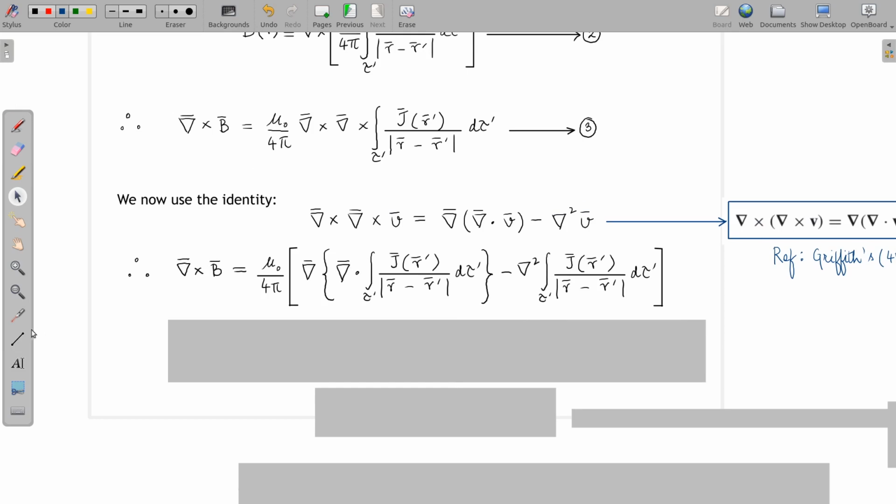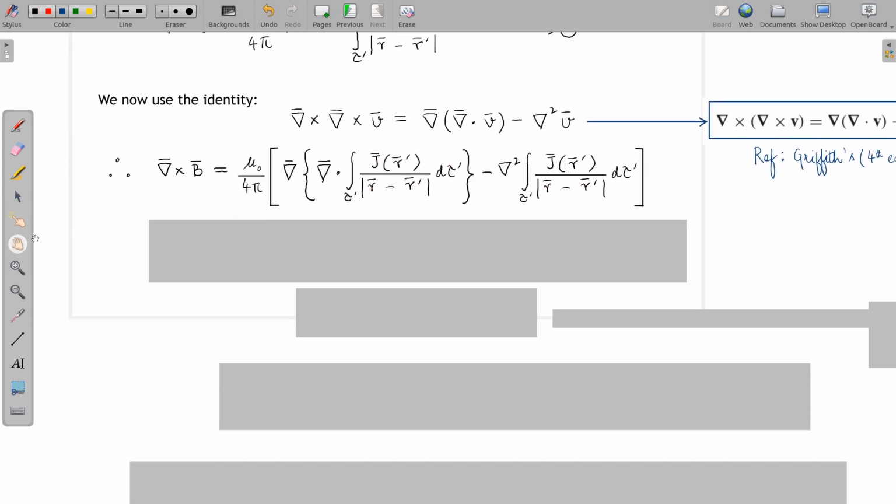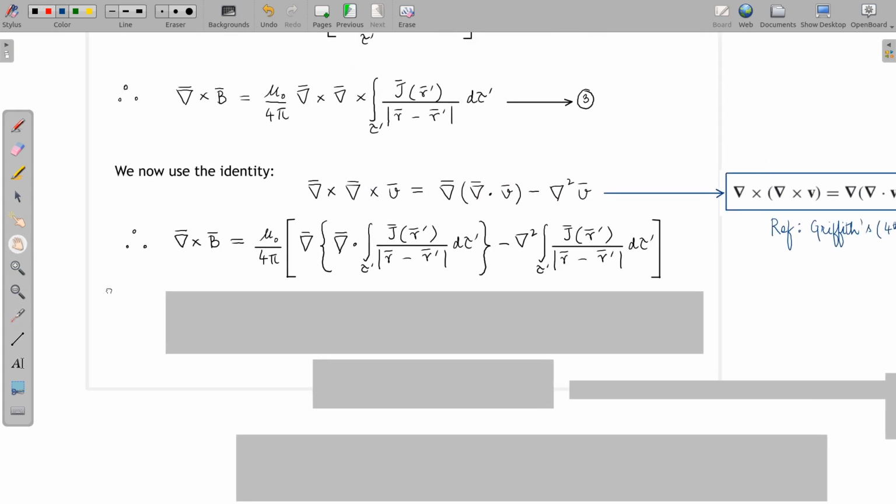So we have the curl of the curl of J. This is going to give us the gradient of the divergence of, this is the vector field, I mean, this is our V. V is this entire integral. So we have the gradient of the divergence of this integral minus the Laplacian of V, the Laplacian of this integral. So it's a simple application of this identity on equation number 3.